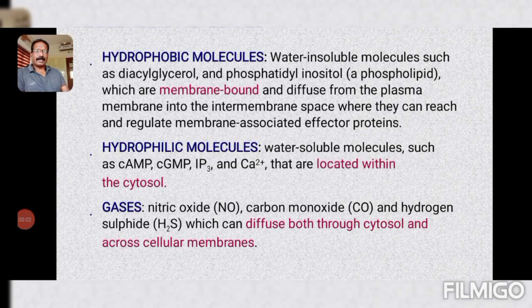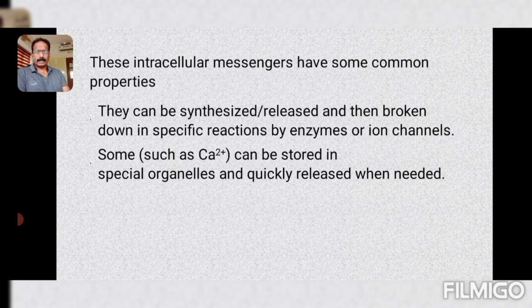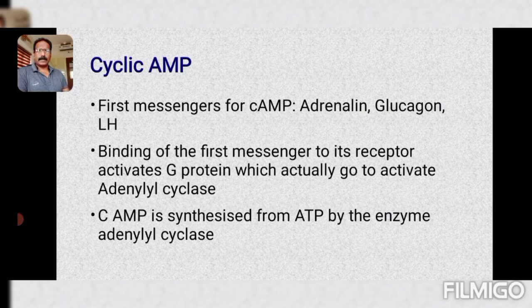So this is a classification. You can go through it, and some more points. Just read those lines. And cyclic AMP. This is the first example.